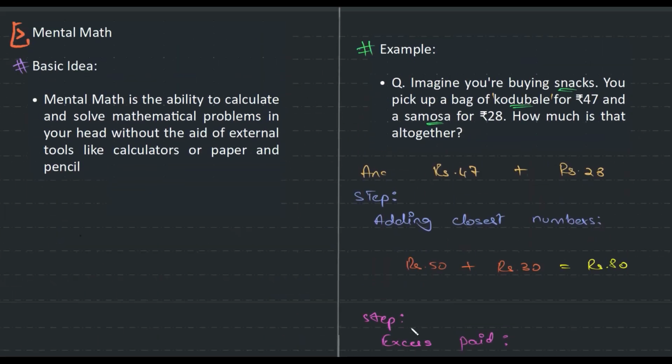So there are many ways, and all of this is your mental maths, wherein you do calculations and solve mathematical problems in your head without the aid of external tools like a calculator, a piece of paper, a pen or pencil, and so on and so forth. This is just an example. There are many ways of doing this and many possibilities, an infinite number of possibilities.